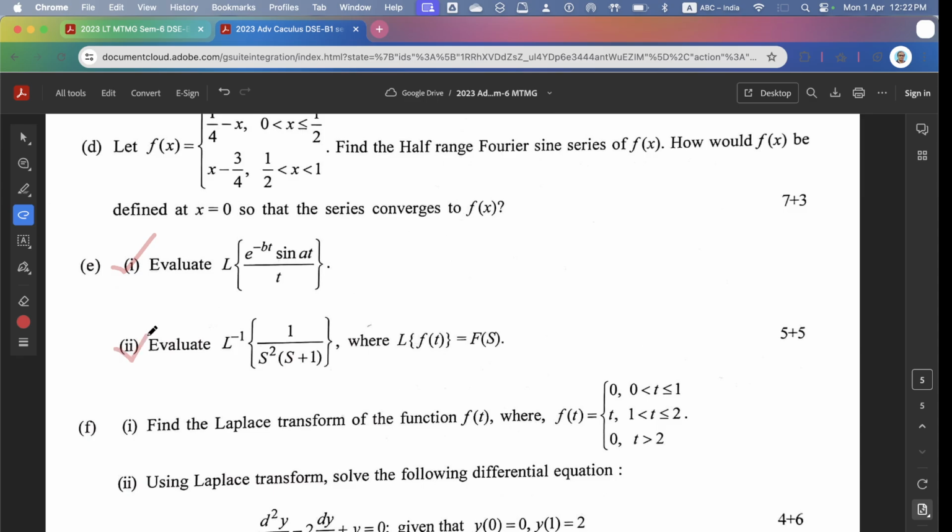Question 3e part 2. Evaluate L inverse of 1 by s square into (s plus 1), where L of f(t) equals capital F(s).